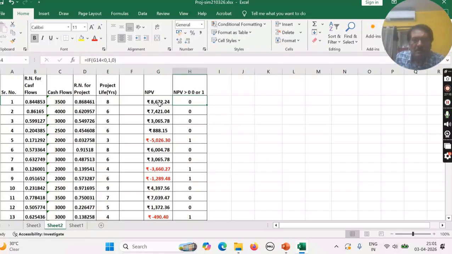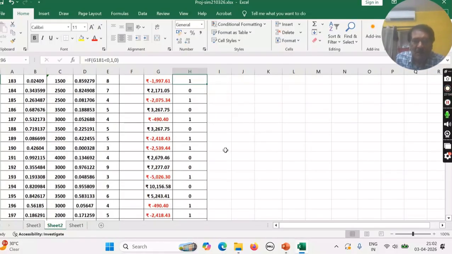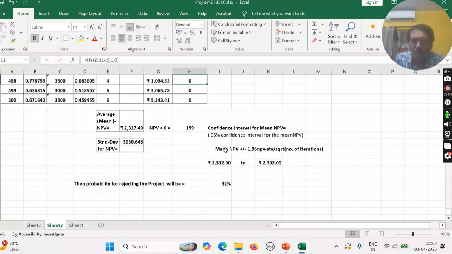Now here I have given one formula. If the NPV is greater than 0, then put 0, otherwise 1. See, this is the NPV, it is greater than 0, that's why 0. The formula is this, an Excel formula. In this case, the NPV is negative, so it is not greater than 0, otherwise 1. That's why it is 1. For all negative NPV, you will get the value 1. In this way, 500 calculations I have made, which will take only, I think, 3 to 4 minutes if you know the process.